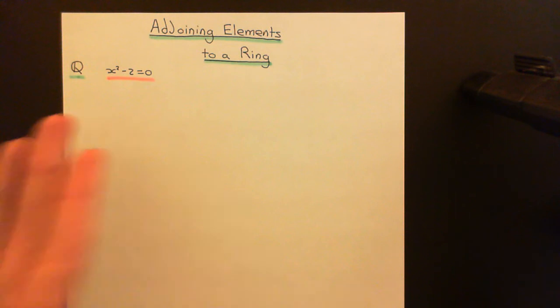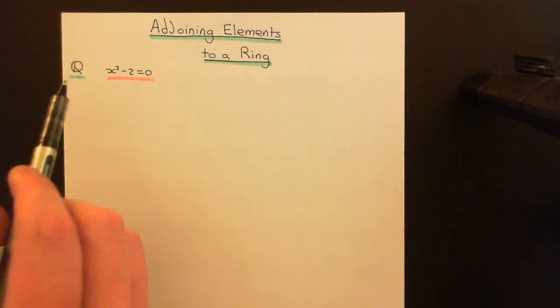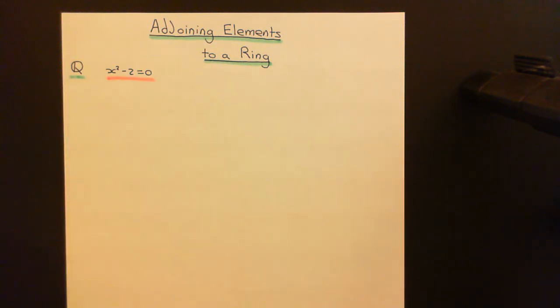Okay, so a classical example of the problem of adjoining elements onto a ring is, can we add in a new symbol into this number system here which will square to give 2? Can we put in a solution to this equation formally and create a bigger ring which then does contain this ring and also has a solution to x squared minus 2 is equal to 0?